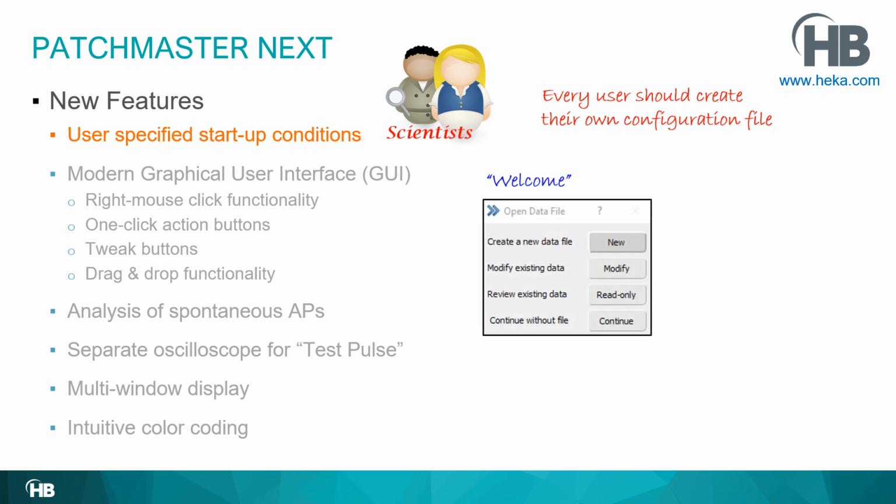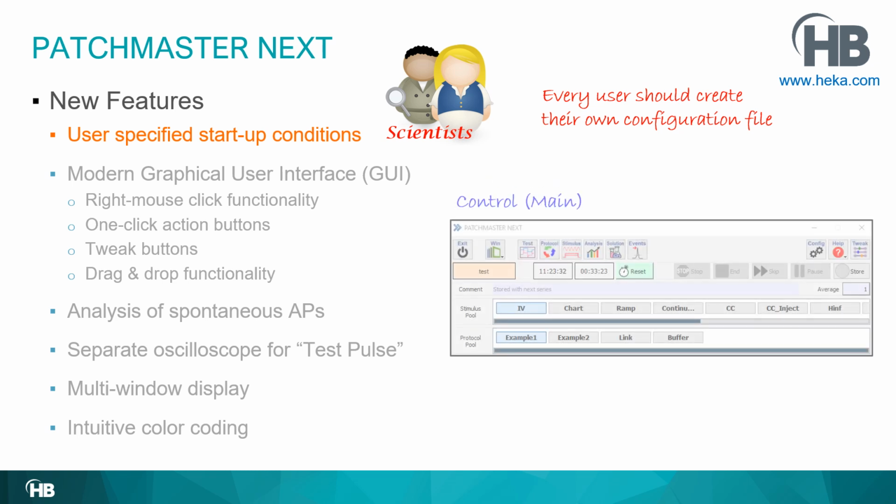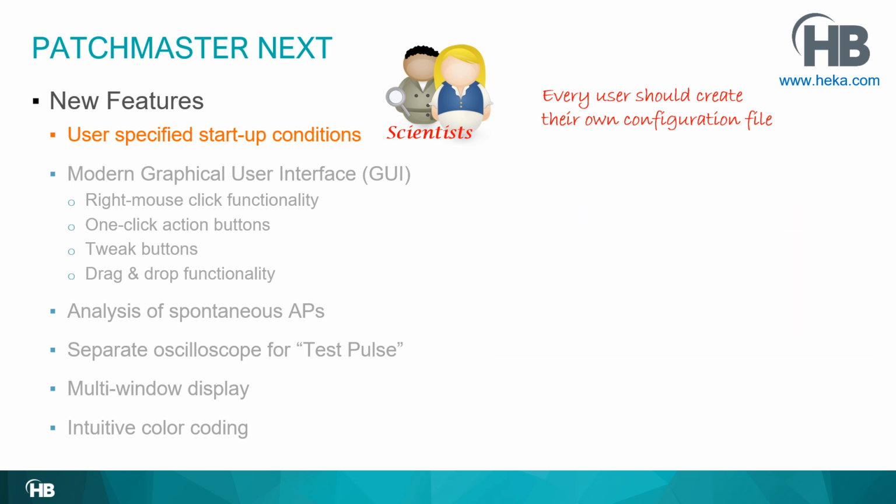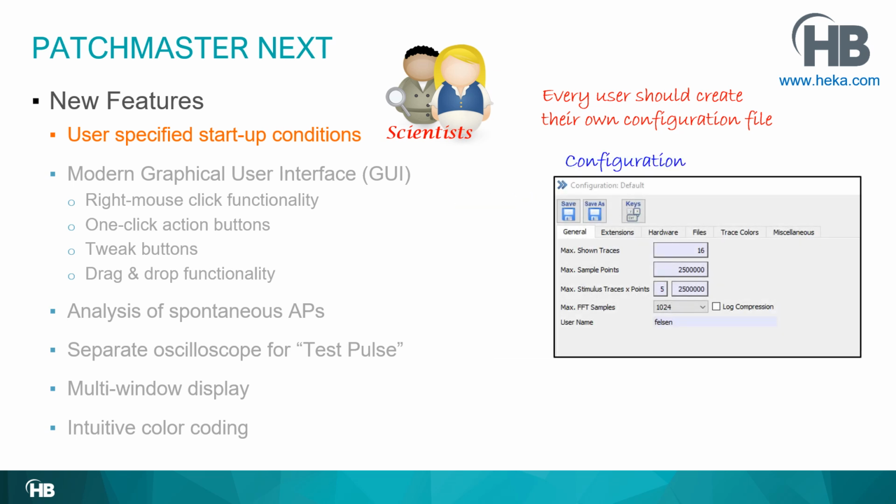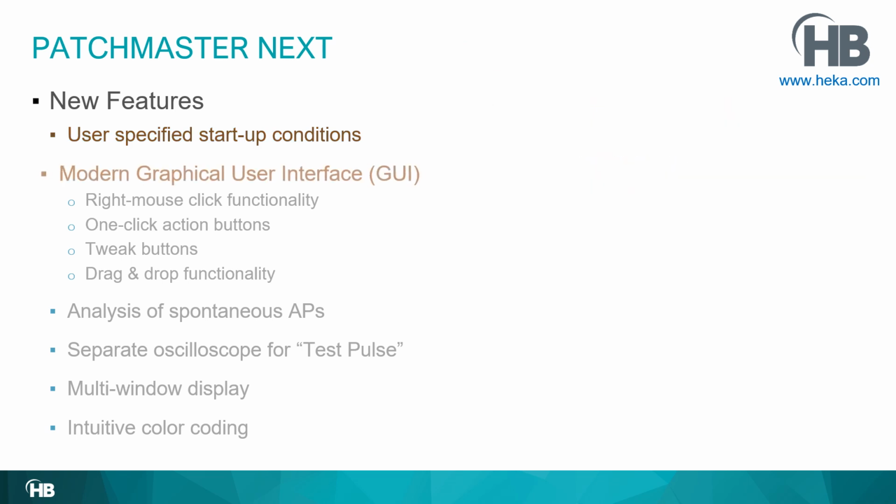Then this little welcome window comes up under the default settings, which can be disabled. But for now, I would press continue. And the first thing that a new user should do is save the configuration file with their own name. So you go to the configuration window, open it by pressing this button, and then you save a new file by pressing Save As with a new name. Next time that file will be available for you to select.